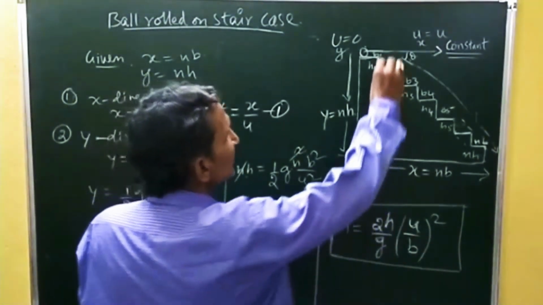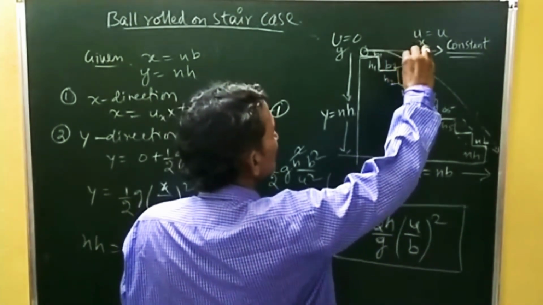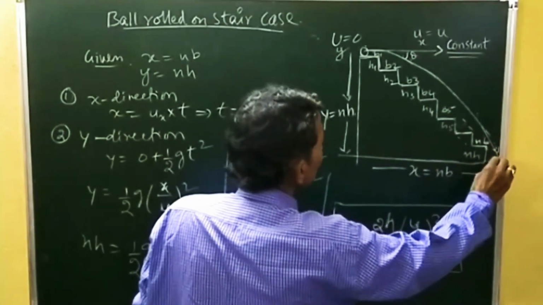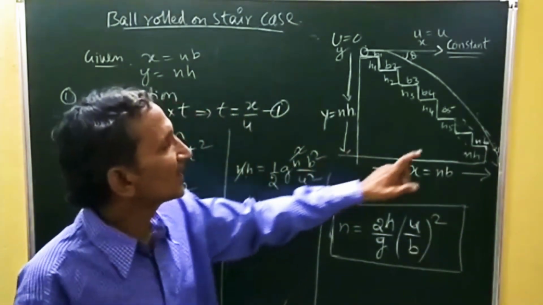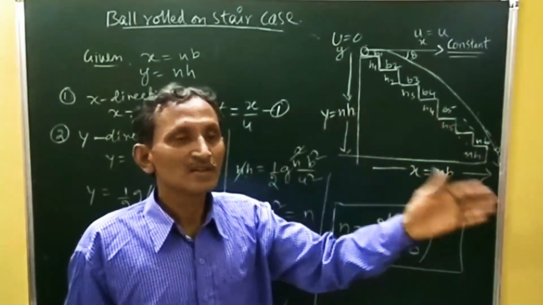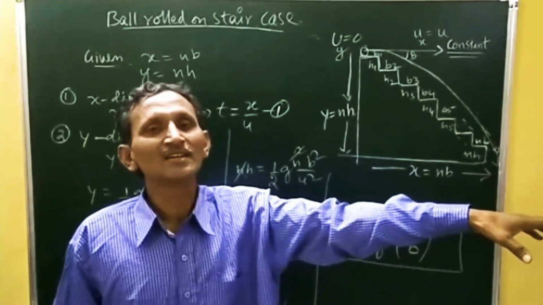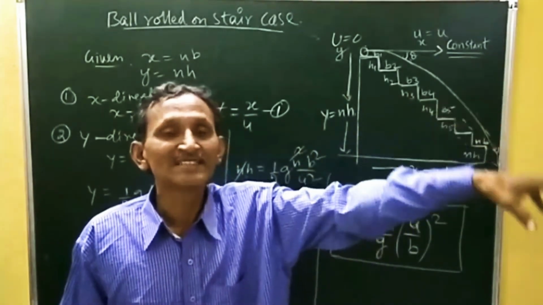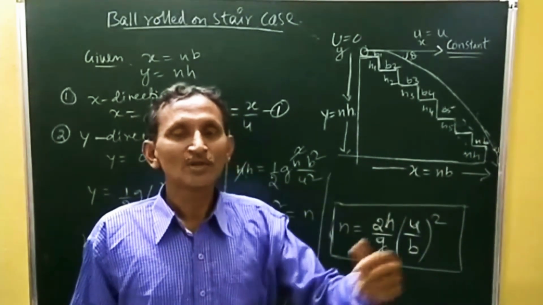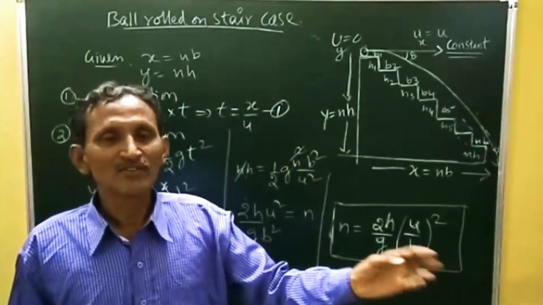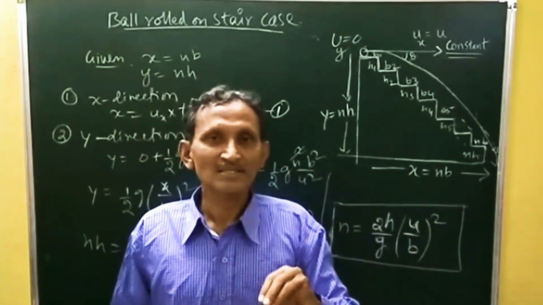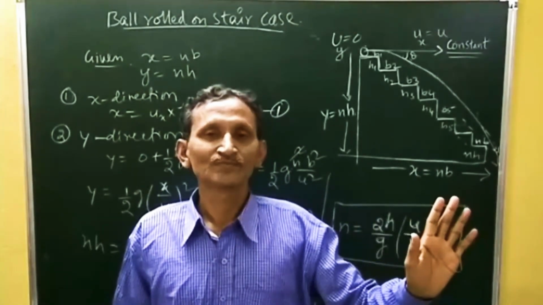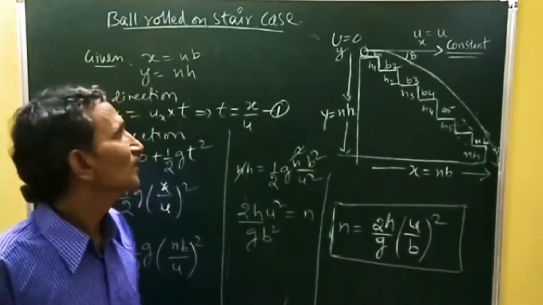Now a ball is projected horizontally from the first step. It takes a parabolic path and may fall on any step. We have to calculate the first step where it hits the staircase. Based on the horizontal projection we saw in the previous class, using the equations we have to check on which step it will hit first. Let us calculate that.